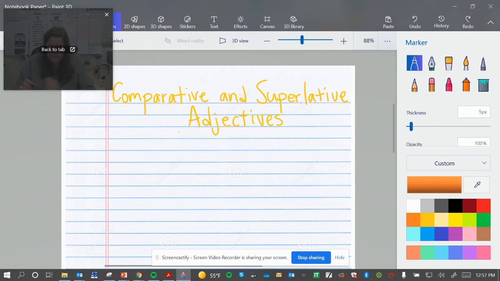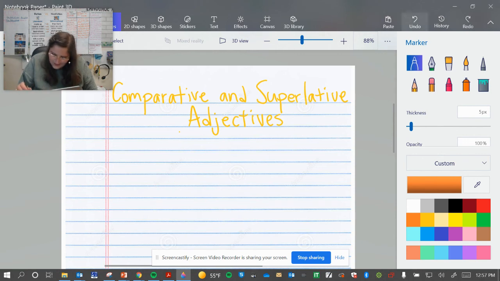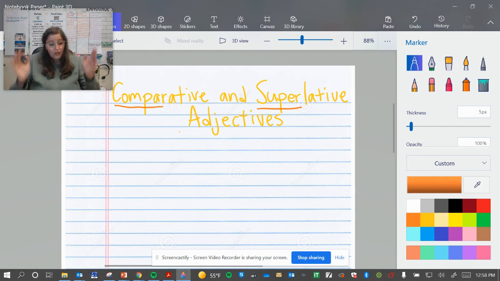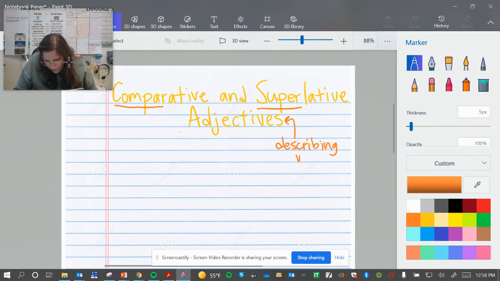When we compare two things, we see how they're different. So comparative adjectives, remember adjectives are what? Describing words. Let's do a little arrow and remind ourselves: adjectives are describing words. We're thinking about how we can tell the difference between two things with an adjective.